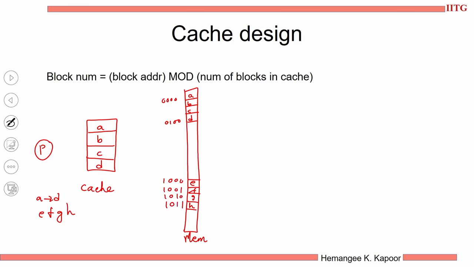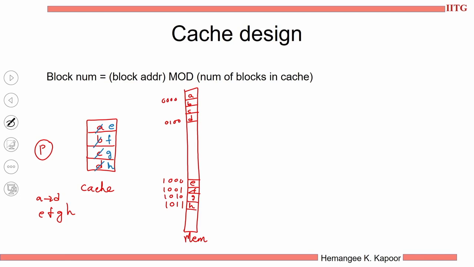Okay, so that's the binary address of these locations. When I brought A, it came from memory address 0. Next, I want to bring EFGH. Now E has to come and replace somebody here. We'll see these details later, but suppose E comes and sits here, and F, G, and H. These are going to remove the ABCD and themselves sit in these locations.